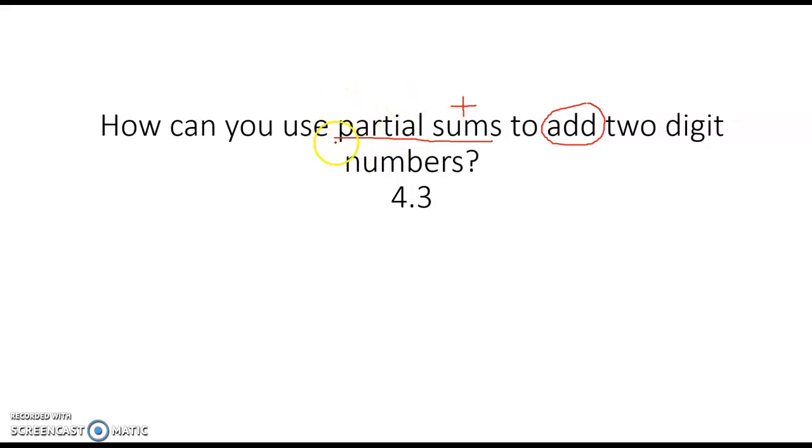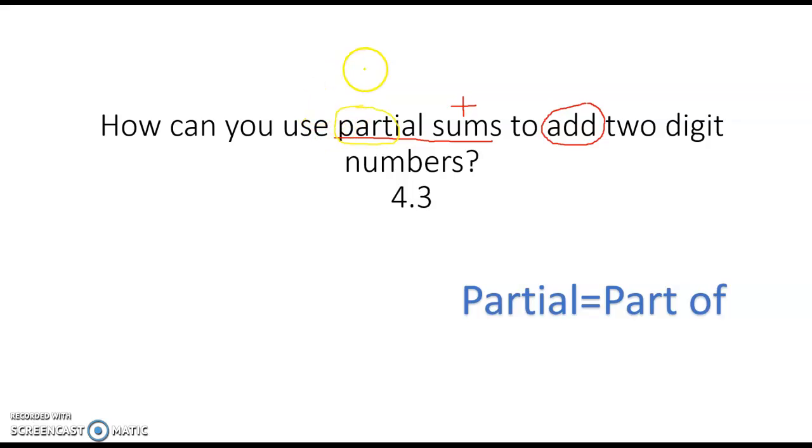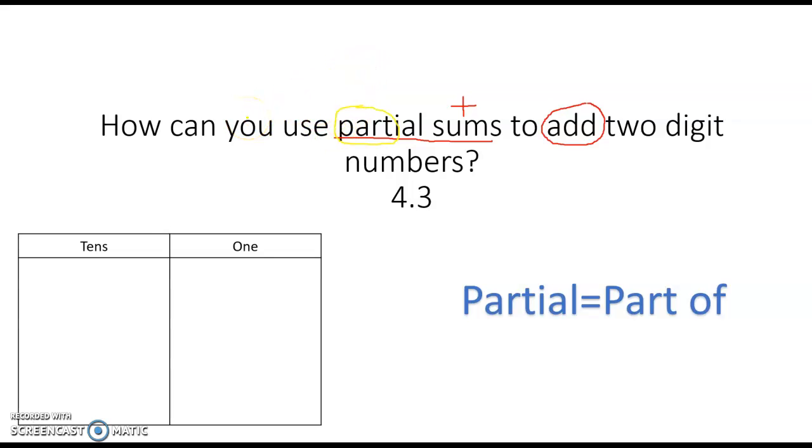The word partial, I can see, has the word part in it. So partial means part of. So we'll be adding parts of the sum and then putting them together. We'll do that by looking at our tens and then looking at our ones.